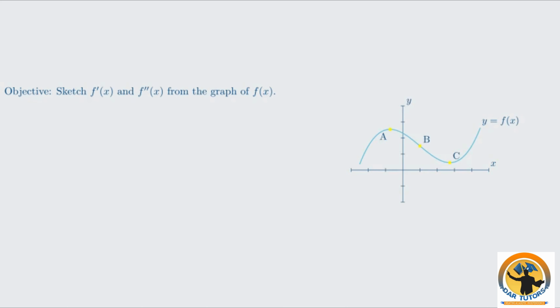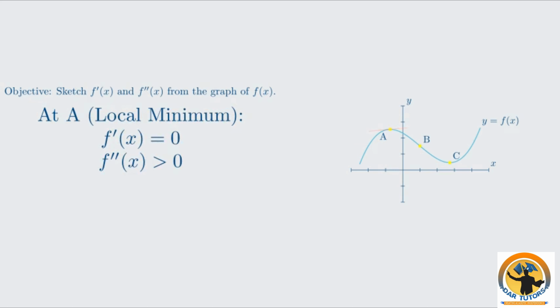Notice its key features: a local minimum at point A, a non-stationary point of inflection at point B, and a stationary point of inflection at point C. Let's analyze these points using our derivative properties. At the local minimum A, the tangent is horizontal, so f prime of x is 0. The function is concave up, so f double prime of x is positive.